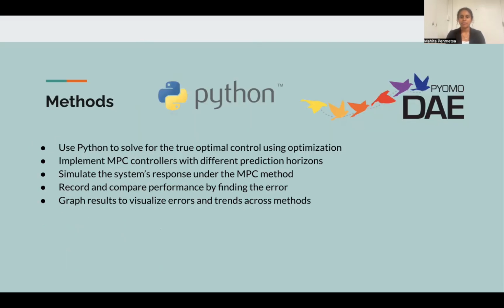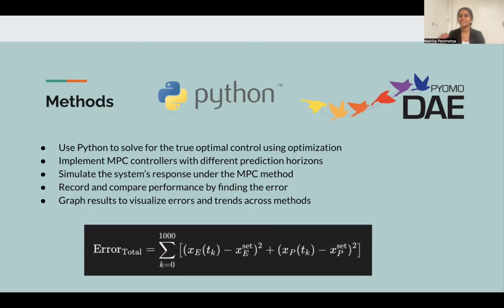We then used the Pyomo library and IPOPT solver in Python to solve for the true optimal control to minimize total costs and balance product and energy usage. We then implement the MPC controllers on the same system with different prediction horizons, in this case 5 time steps. We then simulate the system under the MPC method. Afterwards, we will record and compare the performance between both of these control methods by calculating the error using the total squared difference between the system output and the set point over time, as shown with the equation at the bottom. And we would also graph the results over time to visualize any patterns or trends between both of the methods.